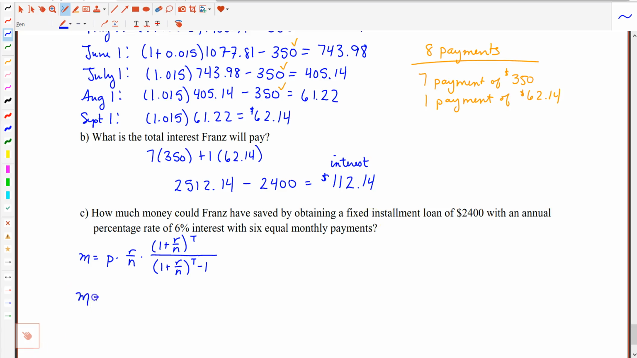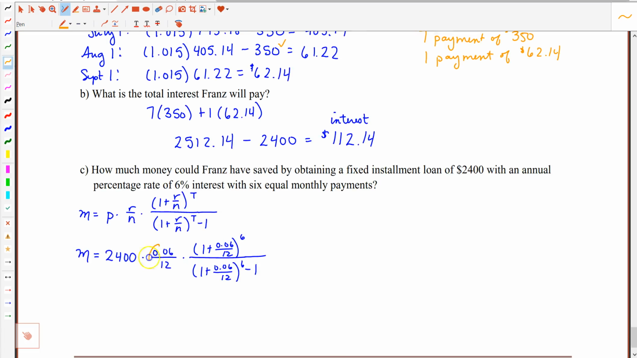So throwing the numbers into this formula, the loan amount was $2,400. The interest rate is 6%, compounded monthly, so we'll have 1 plus 0.06 over 12. This will be over 6 months, so 6 equal payments. And then I'll just repeat that and minus 1 in the denominator. I threw all that in my calculator. I stored this amount in A, the numerator in B, and the denominator in C. So we get that the monthly payment is going to be $407.03.